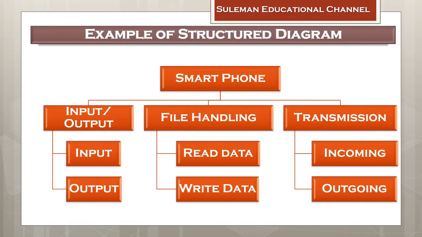Now let's look at another example of a structure diagram. In this diagram, the smartphone is divided into three subsystems. The first one is input-output, the second one is file handling, and the third one is transmission. Input-output is further divided into two subsystems, input and output. File handling is further divided into two subsystems, read data and write data. Transmission is further divided into two subsystems, incoming and outgoing.